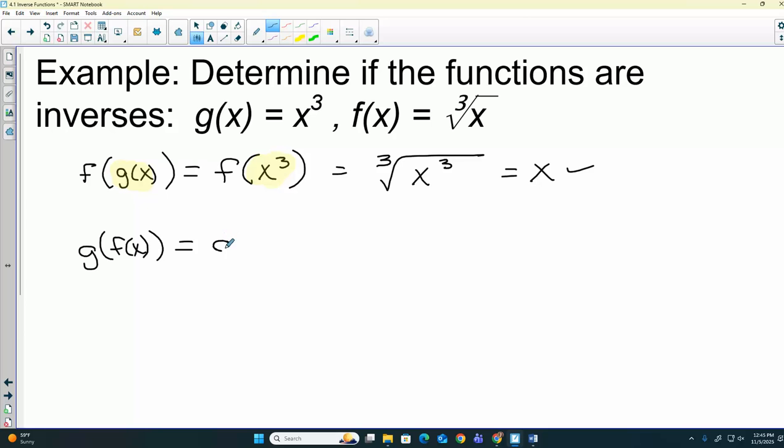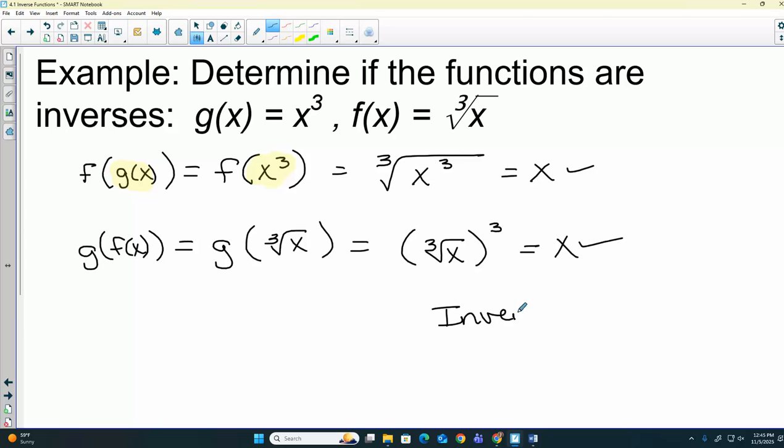So if I do that, starting on the inside, my inside is f of x. What is f of x? Okay, I'm going to put that into g. g is whatever I put in cubed. So if I put in the cube root of x, the cube root of x cubed is x. Both of these came out to be x, so that means they are inverses. When you do both operations, they cancel each other.